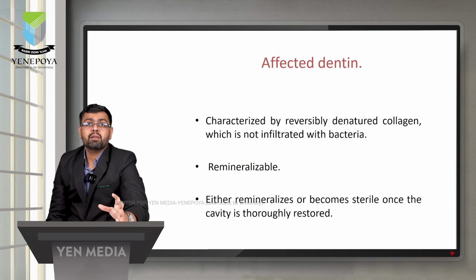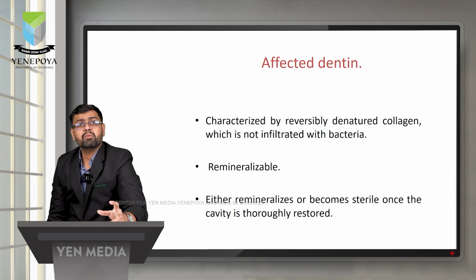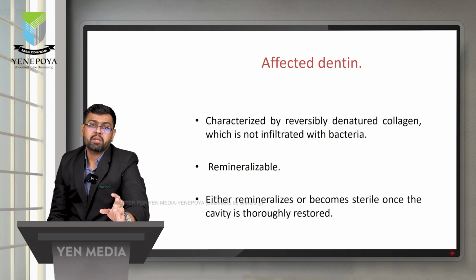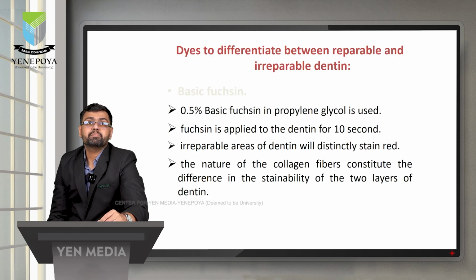Now what exactly do you mean by affected dentine? Affected dentine is characterized by reversibly denatured collagen which is not infiltrated with bacteria; it is bacteria free. It is remineralizable. It either remineralizes or becomes sterile once the cavity is thoroughly restored. That is why we have to understand one point here. Infected dentine has to be removed for success of your pulp capping, whereas affected dentine can be left behind.